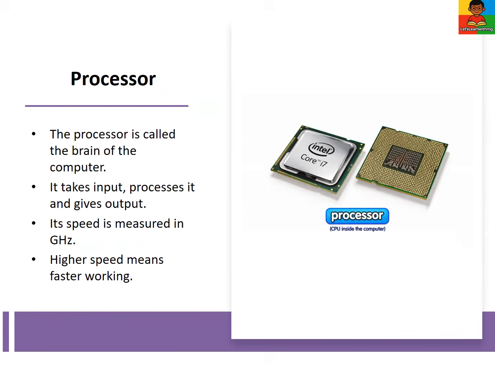The processor is known as the brain of the computer. It takes input, processes it, and gives output. Its speed is measured in gigahertz. The higher the speed, the faster the computer works.